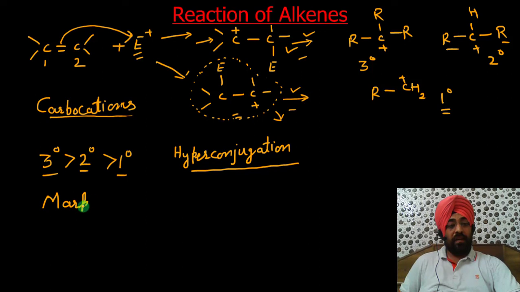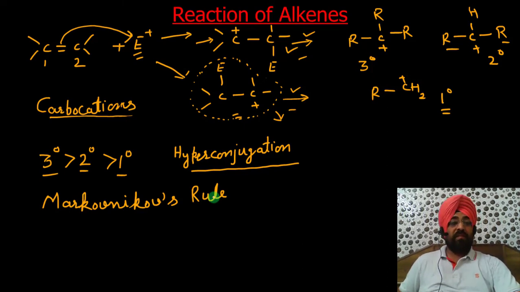You might have heard this name many times, Markovnikov's rule. This rule applies to the electrophilic addition reaction of alkenes, and in simple words it states that the addition of an electrophile to an alkene proceeds in the way that forms a stable carbocation. That means the carbocation that is more stable will be formed as the major product. So that is the Markovnikov rule.